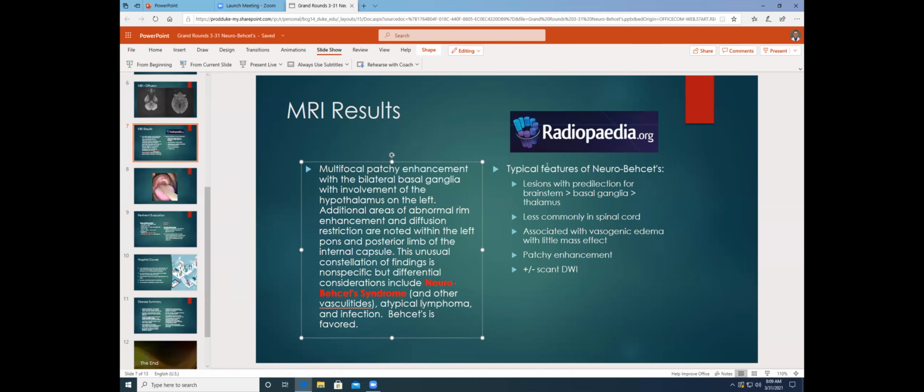So typical features of neuro-Behçet's include lesions with a predilection for brainstem more than basal ganglia, more than thalamus, less commonly in the spinal cord, with some vasogenic edema but little mass effect. There's patchy enhancement and plus or minus scant DWI. And so that piqued our interest to look at him a little bit closer. So we went to talk with him that morning and tried to ask him those sequelae questions of Behçet's, for which he said he didn't notice any.